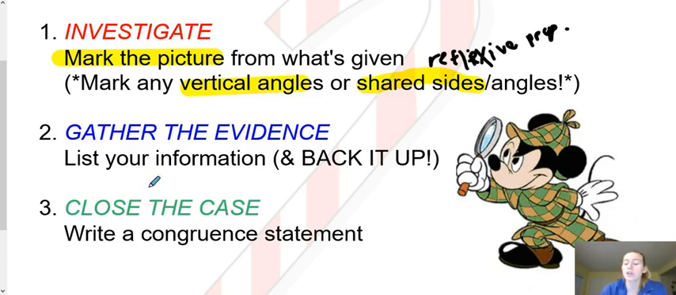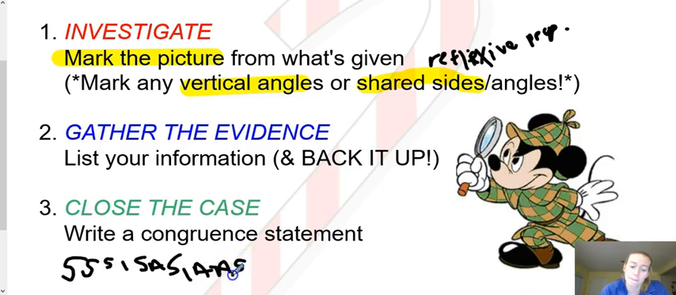And the last thing is we're going to close that case. And we can close the case with either a congruency statement, so triangle ABC is congruent to triangle DEF because of, and then remember this is going to be our side, angle, side, angle, side, angle, or HL, right? That's how we would prove that those triangles are congruent.